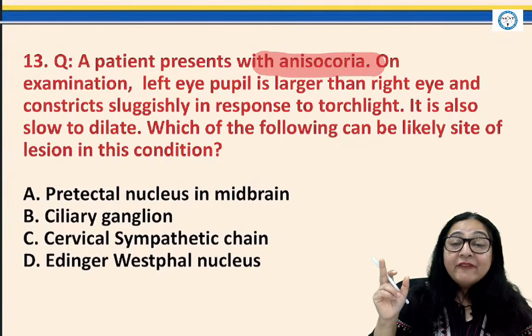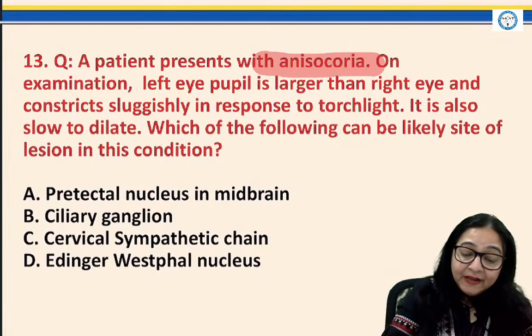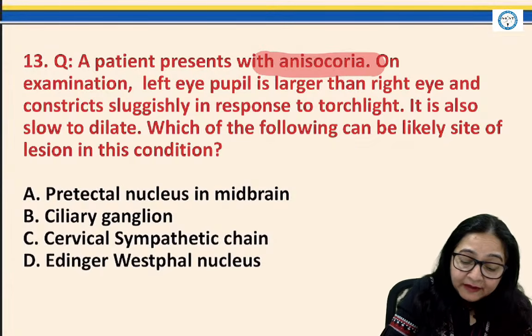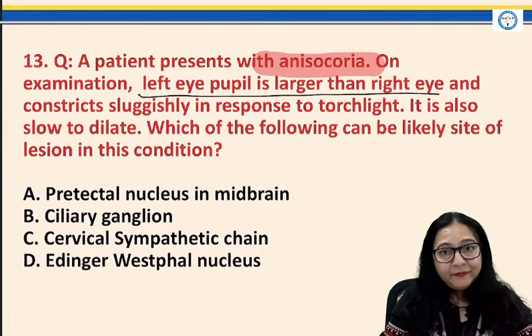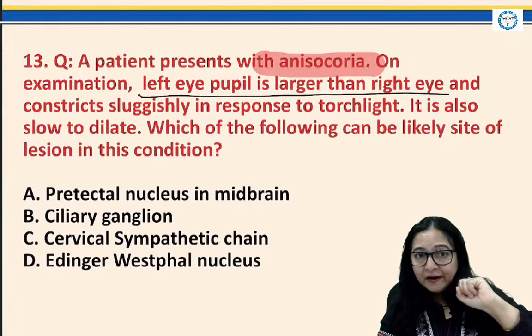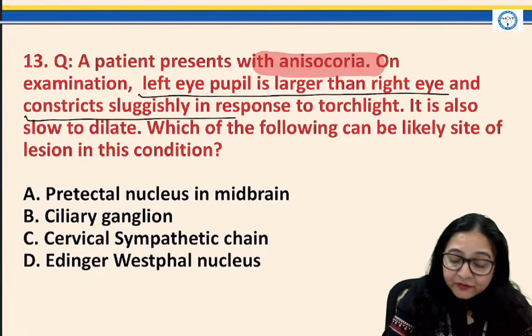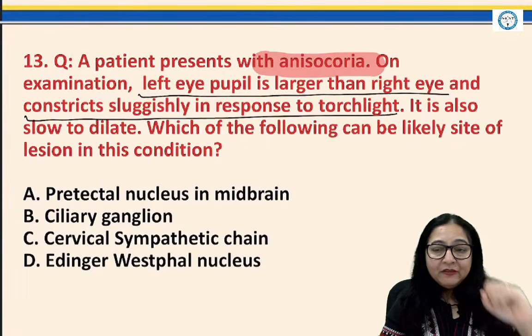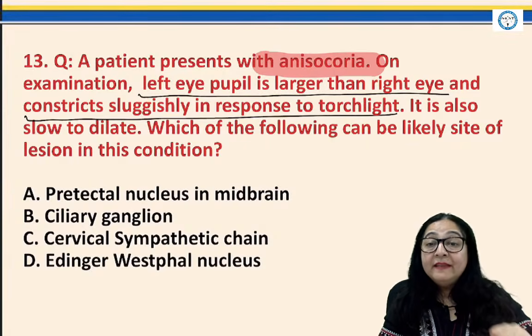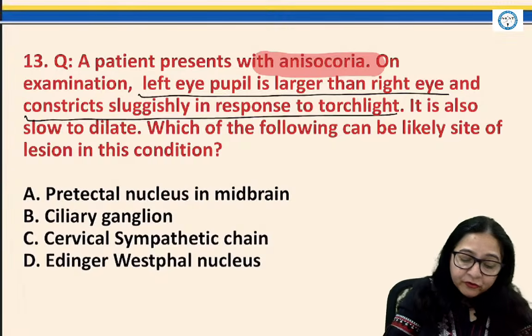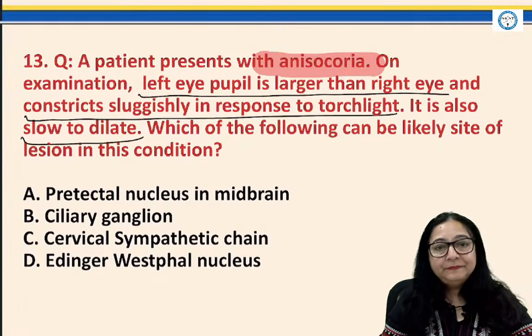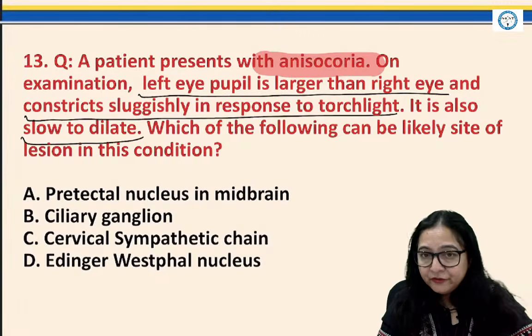So what is the finding on the examination? The left eye pupil is larger than the right eye. So the left eye pupil is large. It constricts very sluggishly in response to the torch light. So the light response is very sluggish. It is also slow to dilate. So what is your diagnosis first of all, bache?